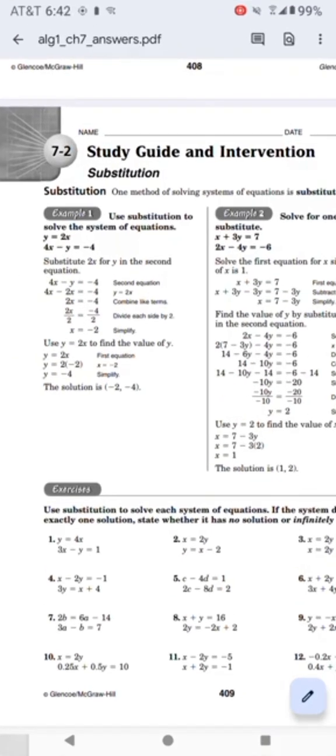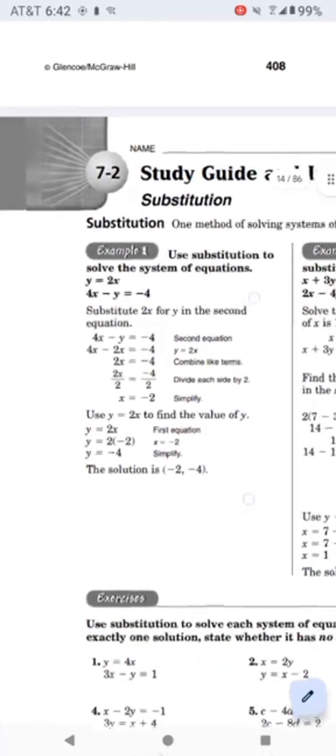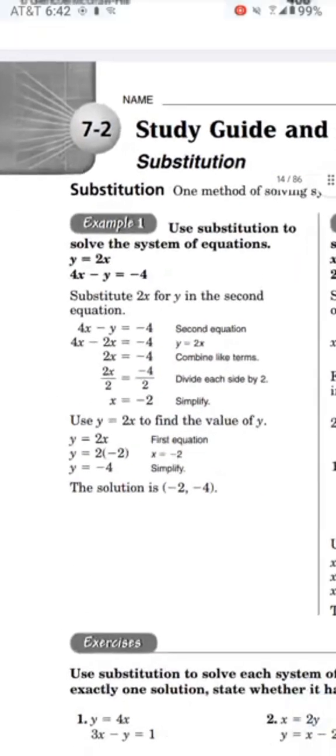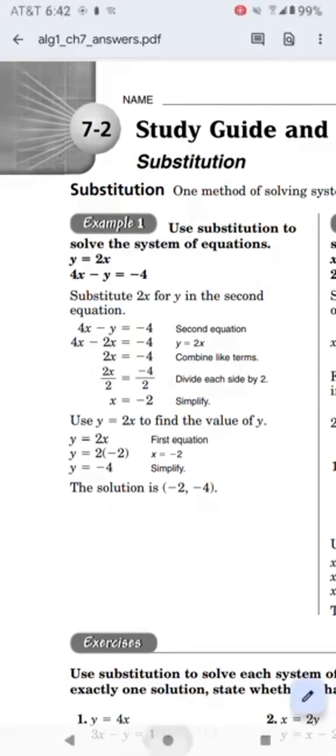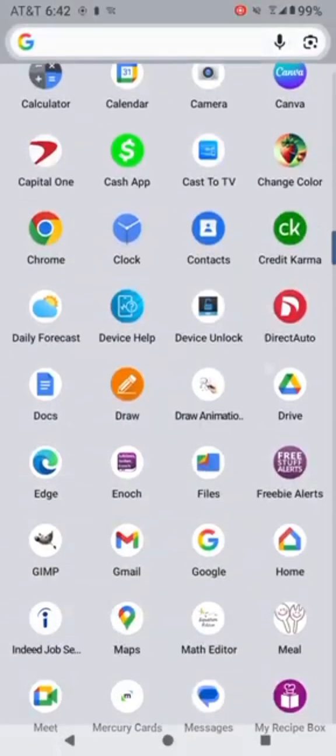Okay, so this video is for 7-2, which we are talking about substitution. And substitution is just that you make a substitution, meaning you can put one thing in the place of the other. So I can substitute 2 plus 2 with 4. I can substitute 4 with 2 plus 2. So we'll be doing the same thing but using variables.